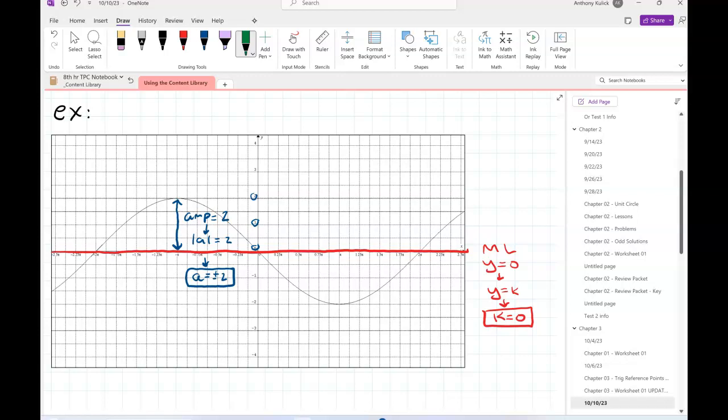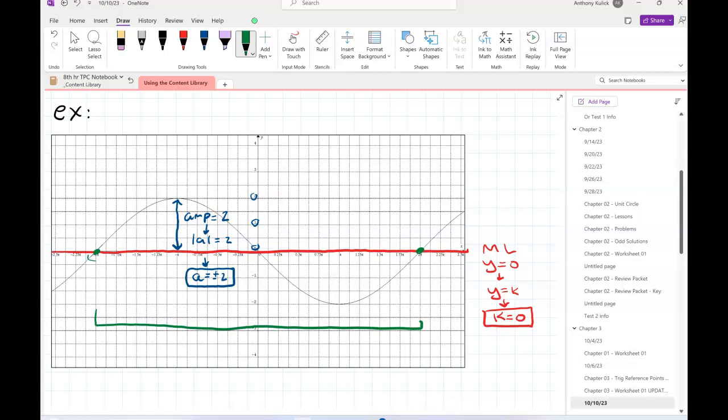Now, the period is 1 full cycle. That's what I'm going to find next. So here, if I start on the midline, I do an up, I do a down, and I go back to the midline. That's 1 full cycle, right? We'll see some more examples. When we find the period, it doesn't have to be from one midline point to another midline point. Anything that's 1 full cycle is fine.